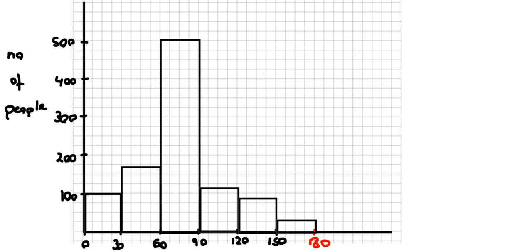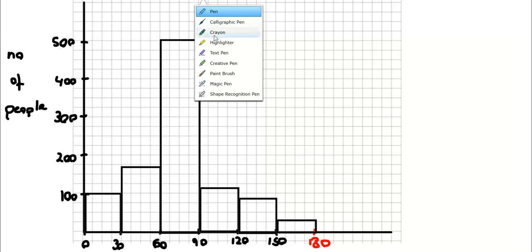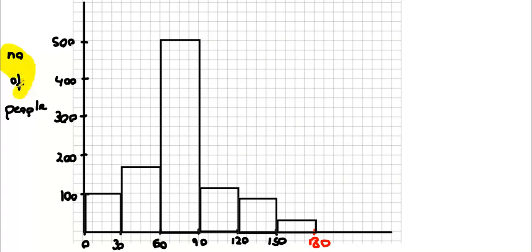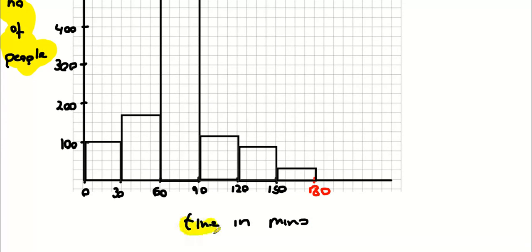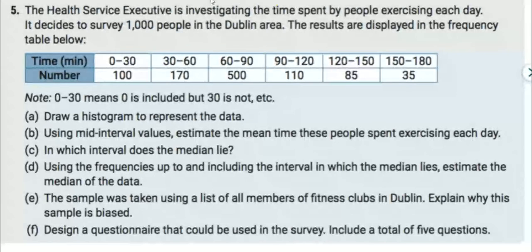Next thing I want you to remember, I want you to label your graphs. So here's number of people. I'm explaining what each one is. And I'm also explaining that this is time in minutes. How many of you forgot to label your graph? Hands up.